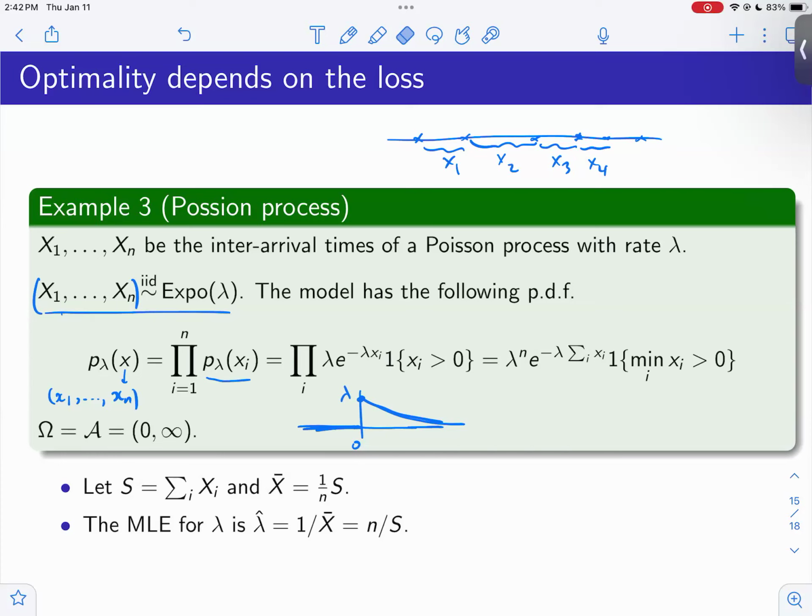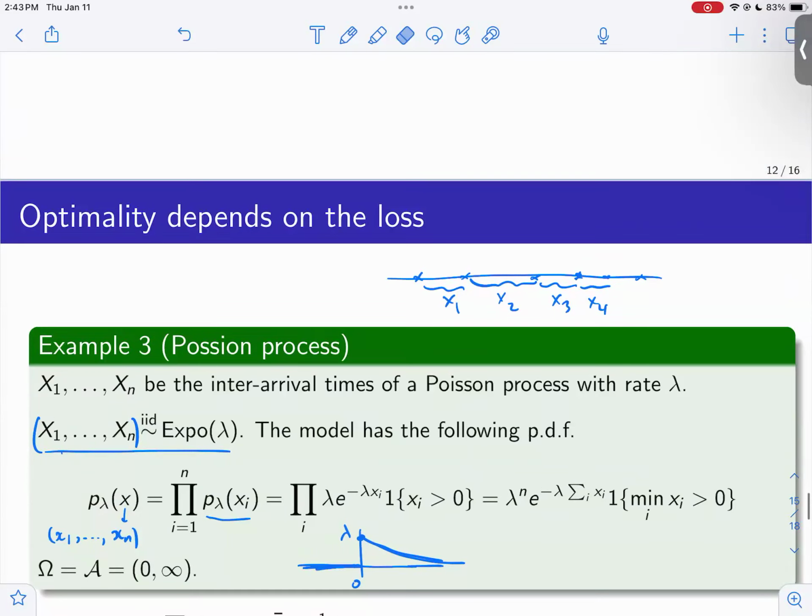So now that we have this, how do we estimate this? How do we estimate the lambda? What is a good estimate of lambda? What do you propose? Okay, so MLE might be a good estimate. Yes, okay. So what is MLE? Maximum likelihood estimator. So what is the maximum likelihood estimator?